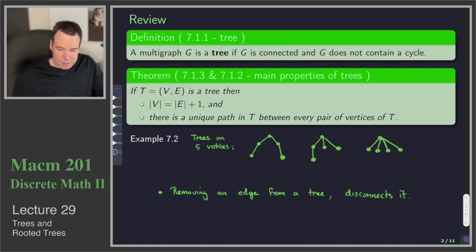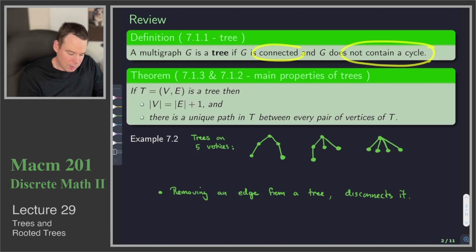I change the size of the edge set. I drop it by 1. So this equation would no longer hold. So I have a graph with no cycles for which this equation no longer holds. So it can't be a tree. So I have a graph with no cycles that cannot be a tree.